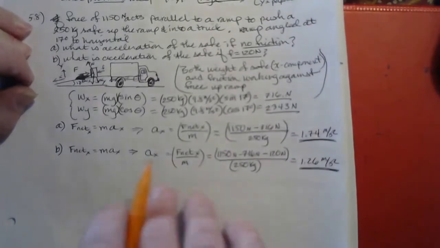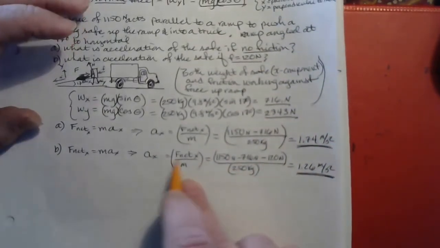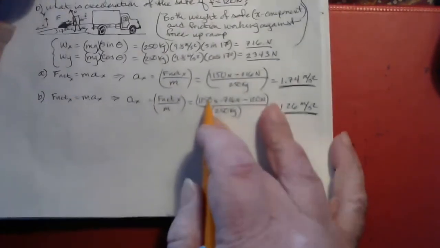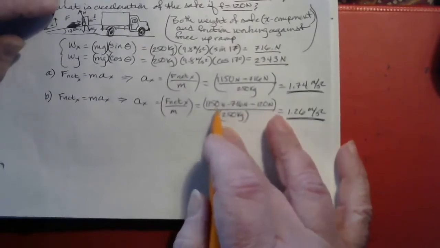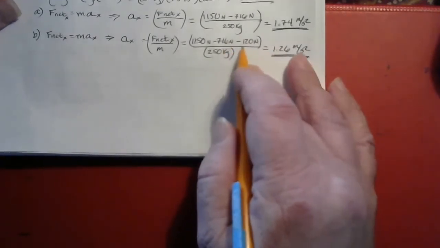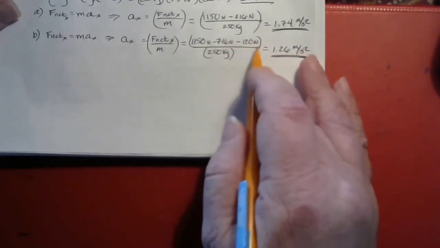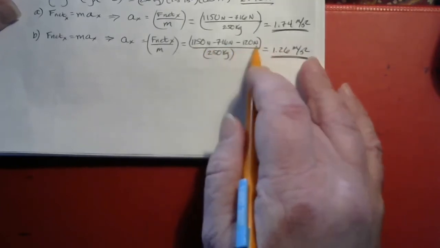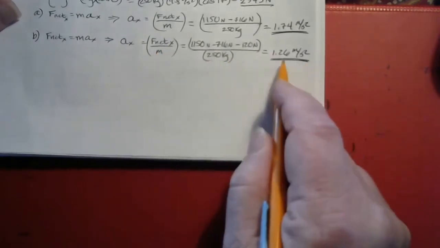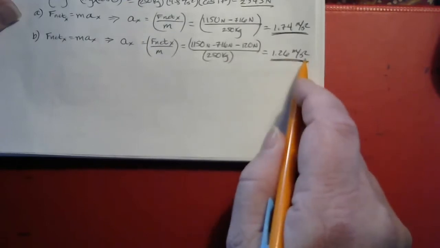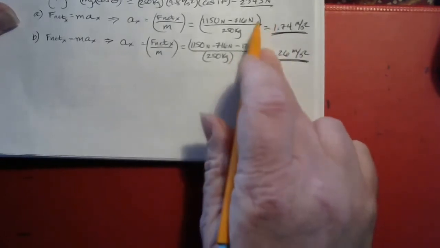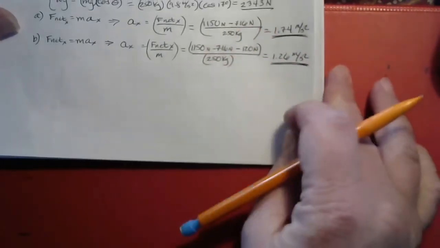On the other hand, if there is friction involved, then the net force in the X direction will be the amount of force pushing the safe in the direction you want it to go. That's 1150 minus the X component of the weight minus the friction, which is 120 newtons in this case. So 1150 minus 716 minus 120, that's the net force in the X direction divided by the mass gives us an acceleration of 1.26 meters per second squared. So again, there's less acceleration when there's friction involved than there is when there isn't, which makes total sense.